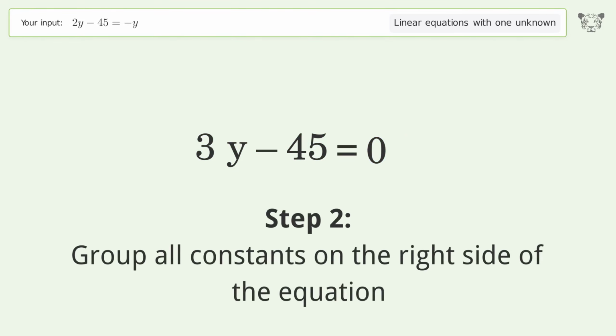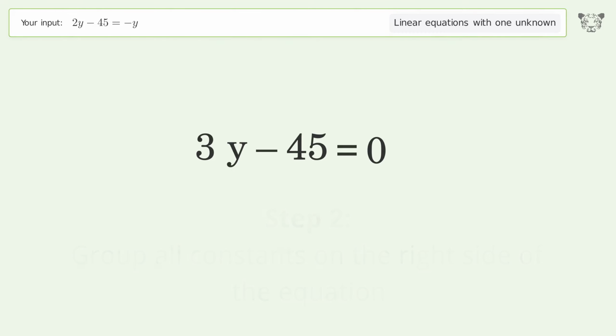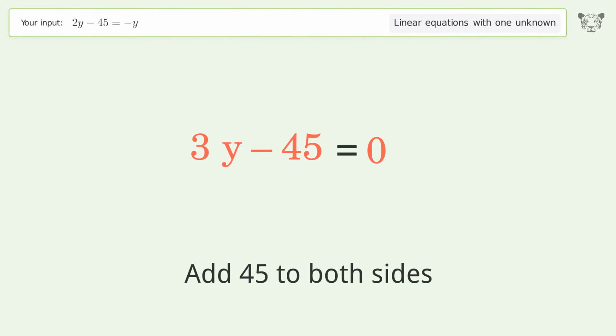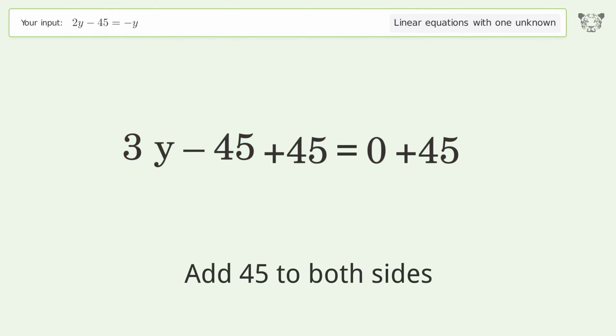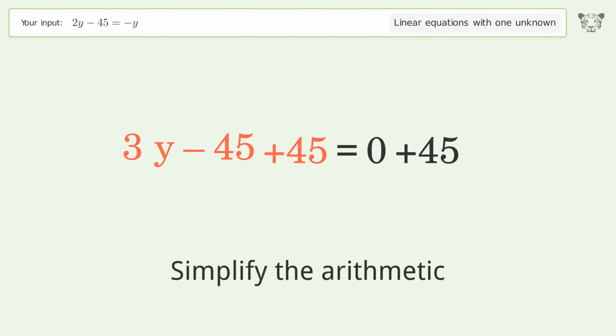Group all constants on the right side of the equation. Add 45 to both sides. Simplify the arithmetic.